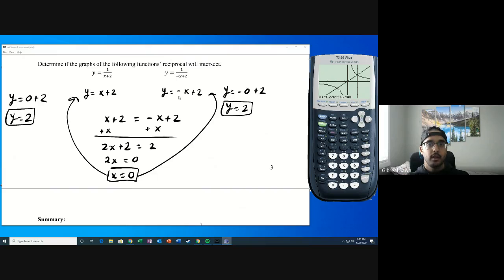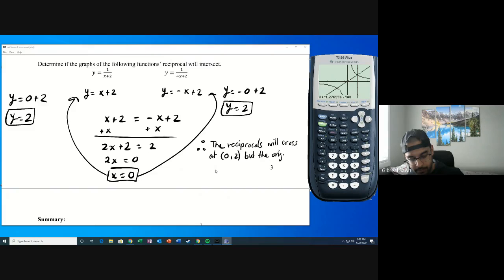So there's a point on the reciprocal graphs where they cross. That also means there's a point on the original where they cross. So we can say, therefore, the reciprocals will cross at (0, 2), but the originals will cross at (0, 1/2).